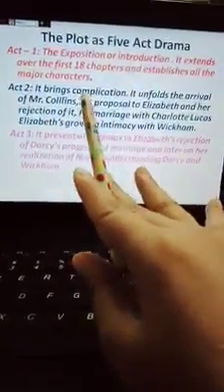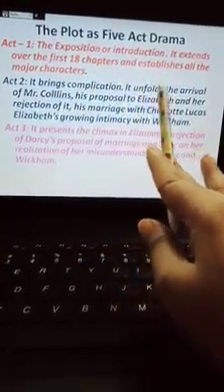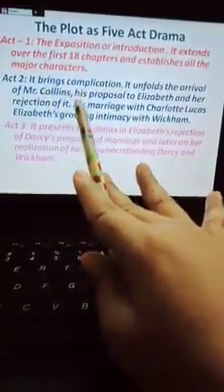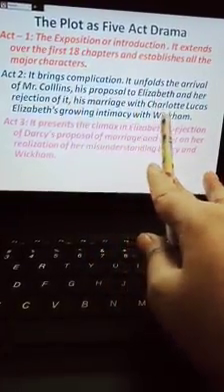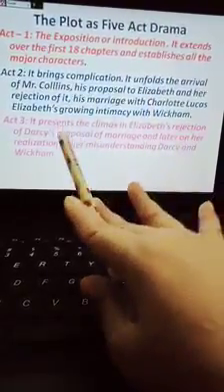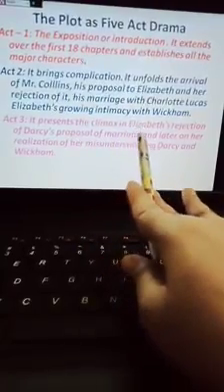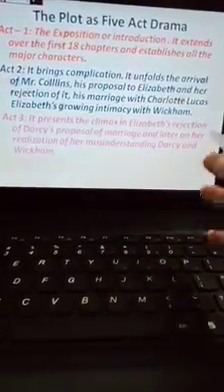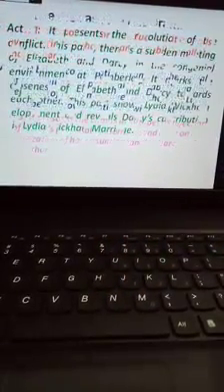Okay, so now I'm going to present the plot as compared to a five-act drama. Act one, the exposition or introduction, extends over the first 18 chapters and establishes all the major characters. Act two brings complication. It unfolds the arrival of Mr. Collins, his proposal to Elizabeth and her rejection of it, his marriage with Charlotte Lucas, and Elizabeth's growing intimacy with Wickham. Act three presents the climax in Elizabeth's rejection of Darcy's proposal of marriage and later on her realization of her misunderstanding of Darcy and Wickham.